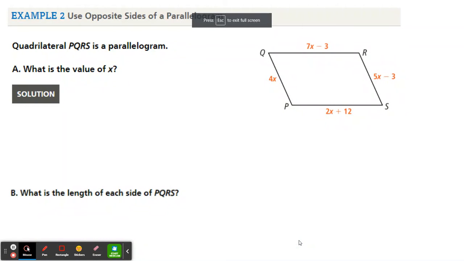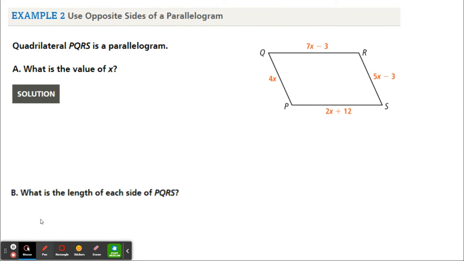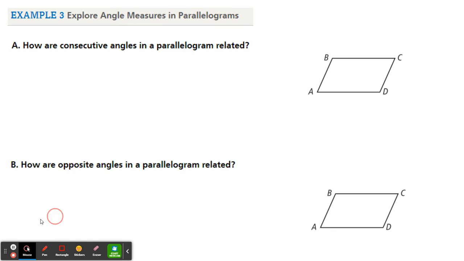All right, so video 2 here is going to focus on the angle measures in our parallelograms. It says, how are consecutive angles in a parallelogram related? Well, let's go back to this idea of what a parallelogram is. We should know that opposite sides are parallel, AB and CD, BC and AD.